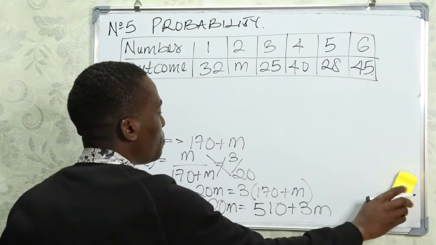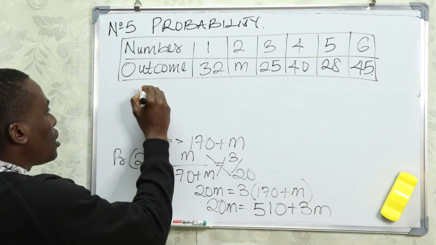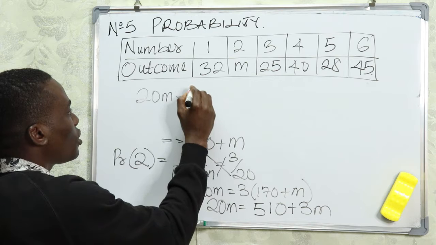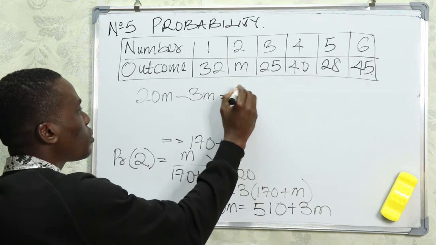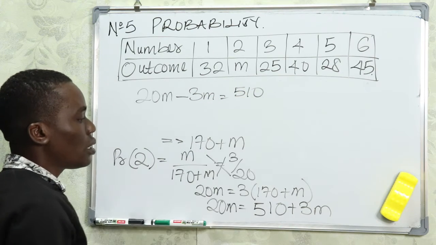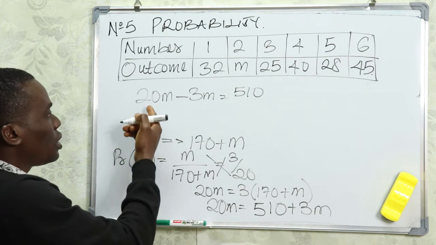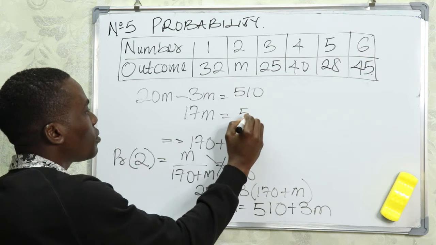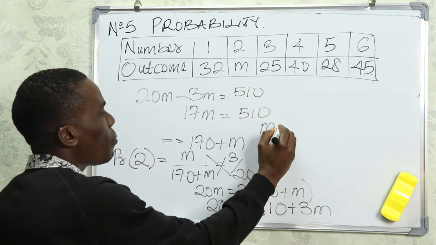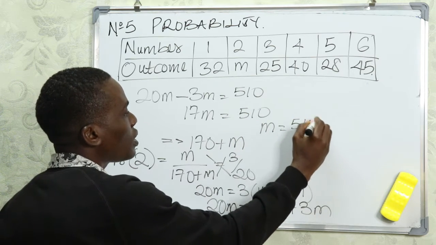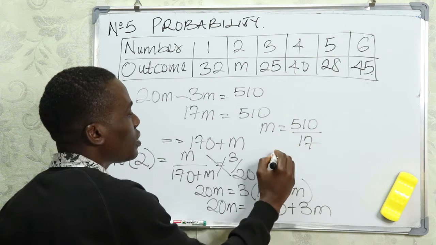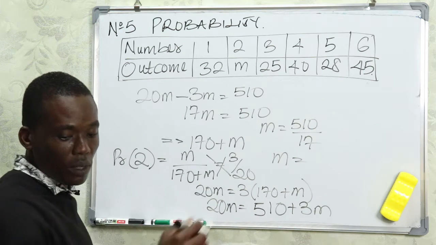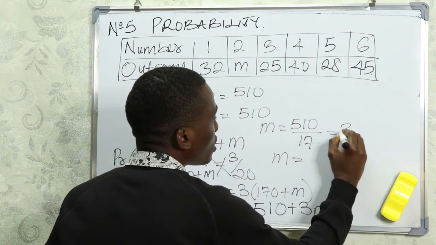Now let's look at the value of m. Having gotten this, our 20m will come over here to give us minus 3m equal to 510. Now we have to reduce this. This minus this will give us 17m equal to 510. So m will be equal to 510 divided by 17, which will give us 30.